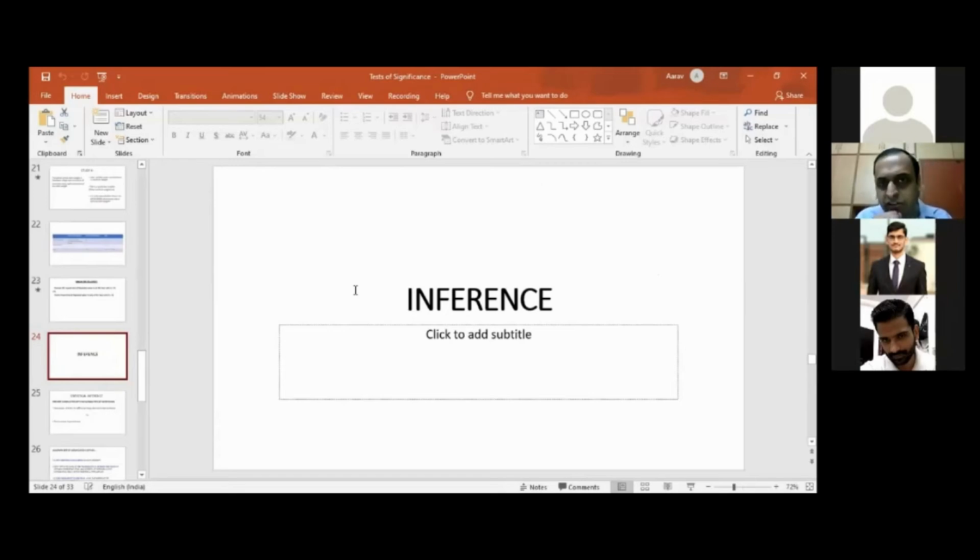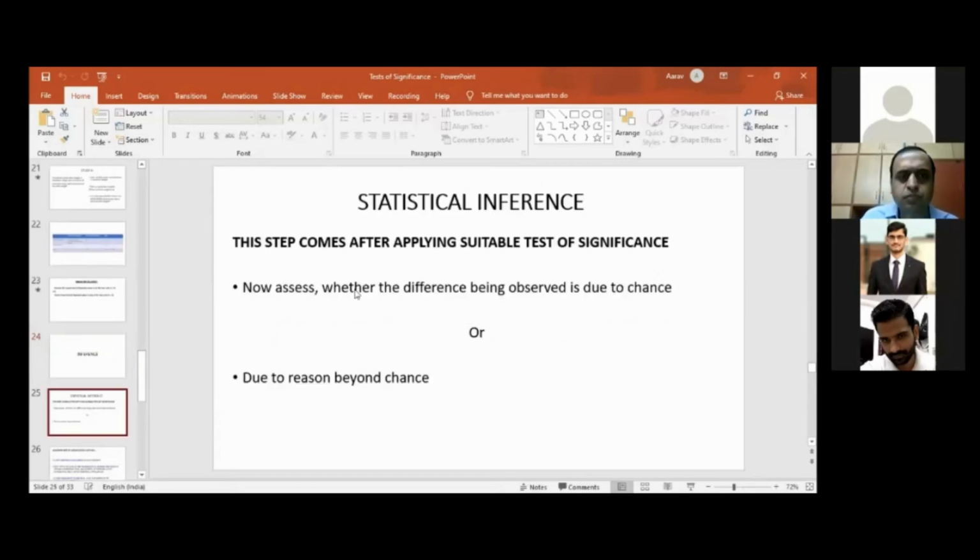Now coming to the inference part. This step comes after the suitable test of significance has been applied. The researcher knows which test to be applied, and now he has applied this test. Now he has to see what result is coming out of that test. Either the researcher can use the mathematical formula of the test, or he can use software. And finally he has to decide whether whatever difference he is getting is by chance or is significant.